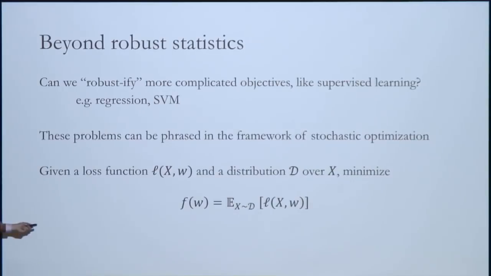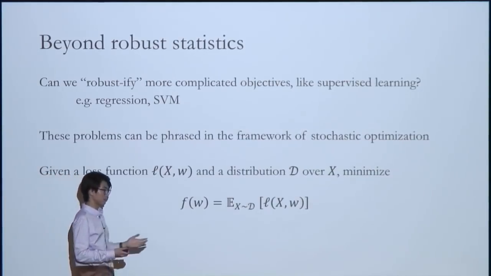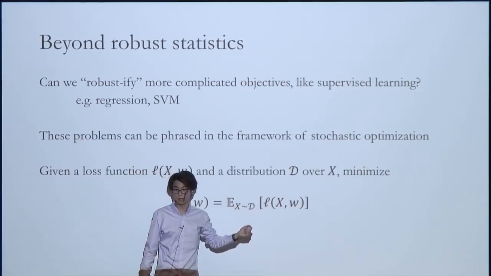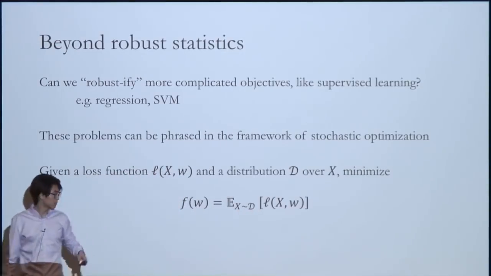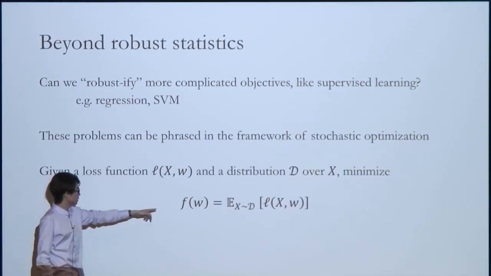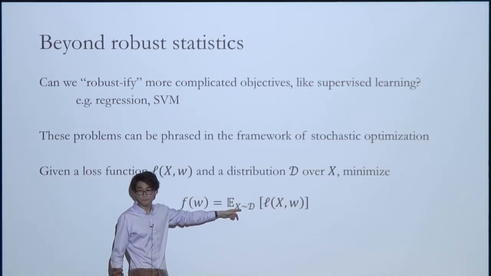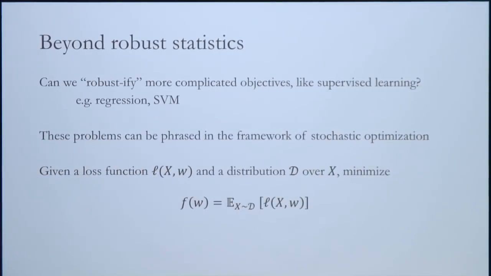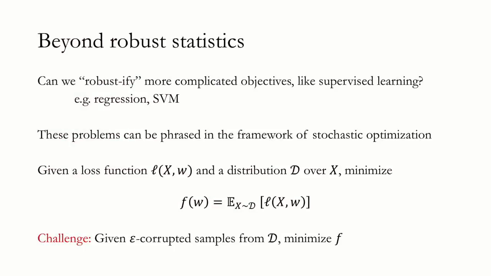There's this function f of W, also known as the risk, I think, which is, for a fixed model W, the expected loss of your data from this distribution. And you want to minimize it. You want to find a minimizer of this function when you get samples from your distribution D. So this really encapsulates all these regression, SVM kinds of things. Okay, if I want this to be robust in the presence of noise, the challenge is, given an epsilon-corrupted set of samples from your distribution, no longer just IID, but corrupted, your goal is to still minimize your function f.